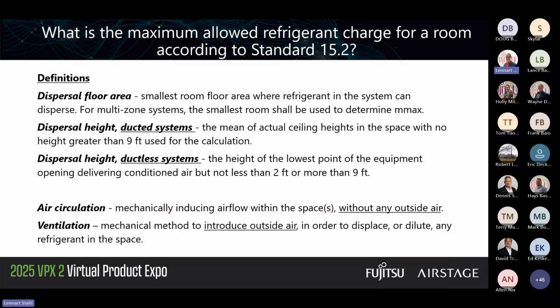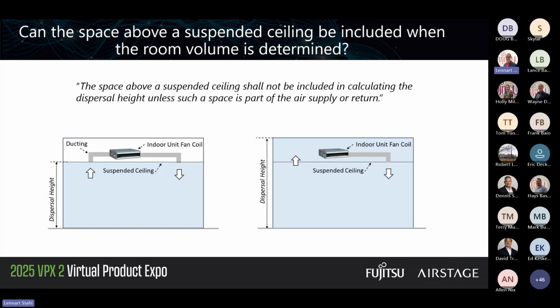Dispersal height, according to standard 15.2, for ducted systems is the mean of the ceiling heights in the space, but you can never use anything more than 9 feet when you calculate that mean. For ductless systems, it says dispersal height is the lowest point of the equipment delivering conditioned air, but it can't be less than 2 or more than 9 feet. So that's the restriction. Air circulation is defined as circulating air in the spaces without any outside air. Ventilation is bringing in outside air to displace or dilute any refrigerant in the space.